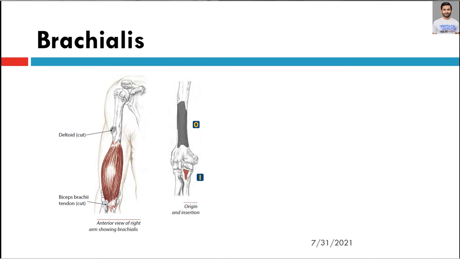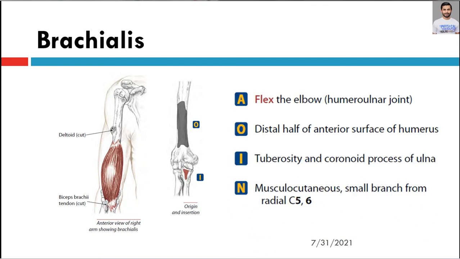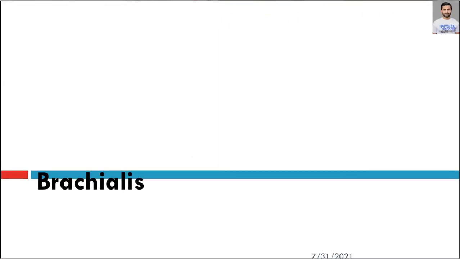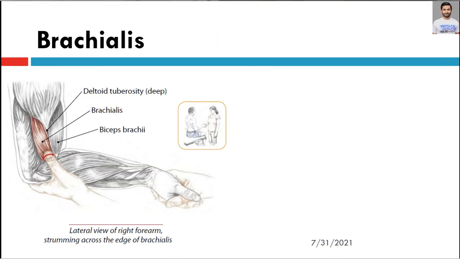Brachialis is a large muscle. It helps in elbow flexion. Here you can see it is lateral to the biceps brachii.